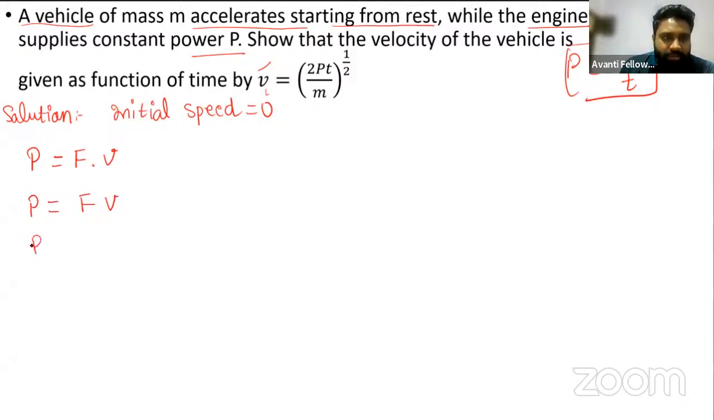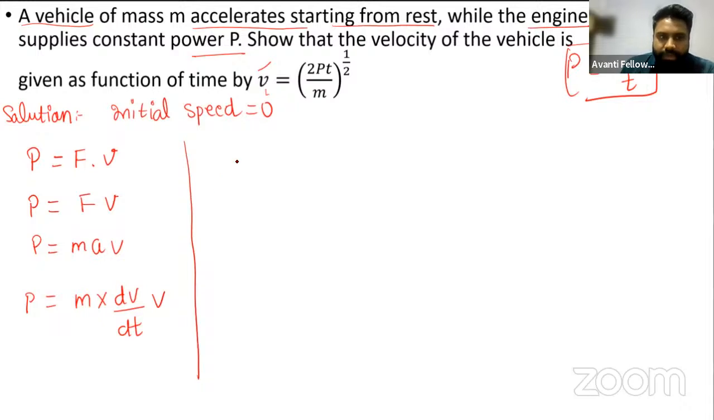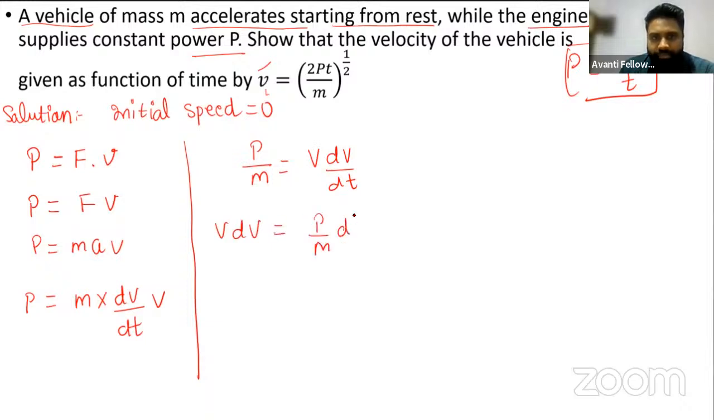You can say that this power P is equal to, according to Newton's second law, F equals ma, into V. Now P is equal to m times a, and what is the value of a? You can write it as dV by dt, the change of velocity per unit time, into V. Now take m to the other side, so P by m is equal to V dV by dt. Now take the dt to this side, so you will have V dV is equal to P by m dt.